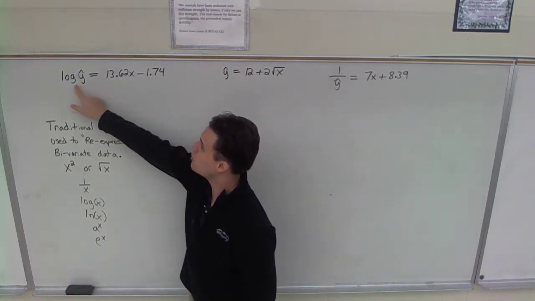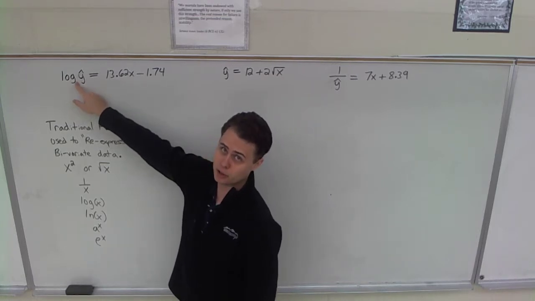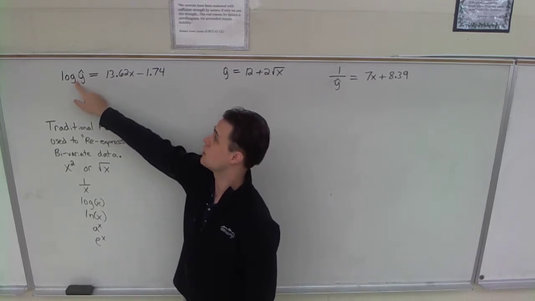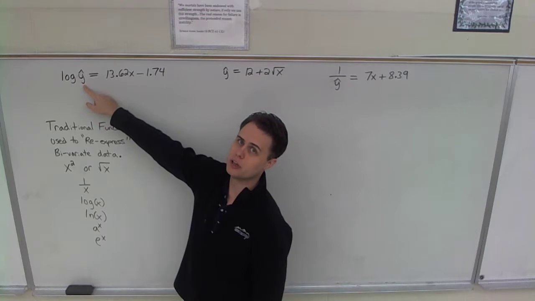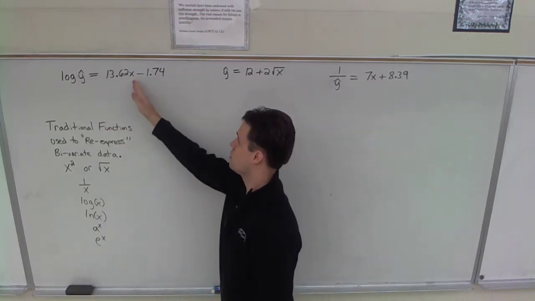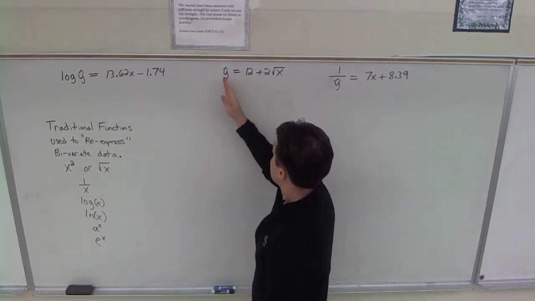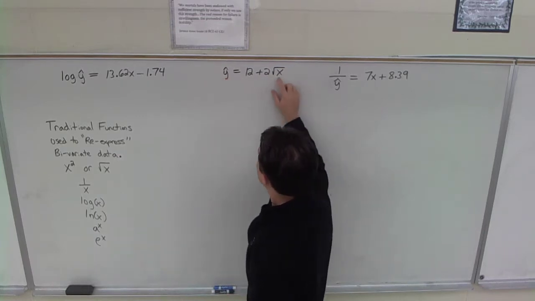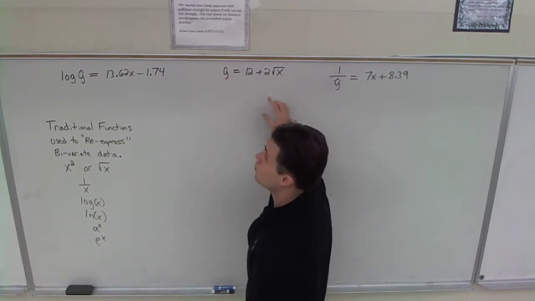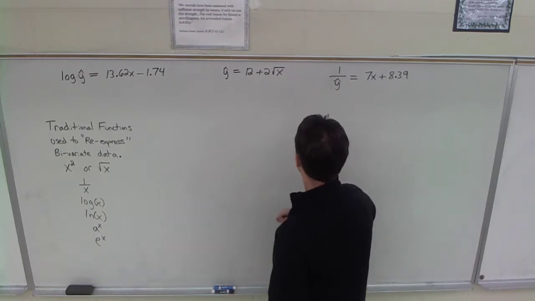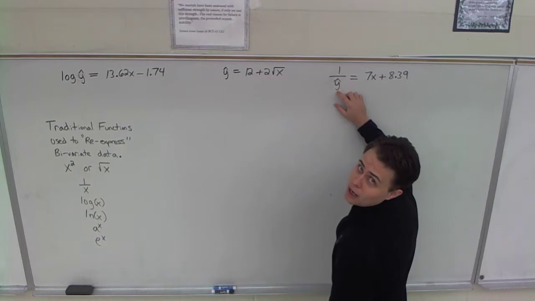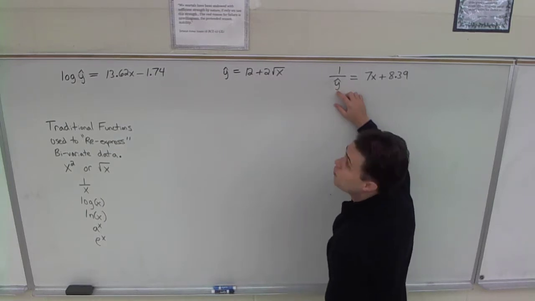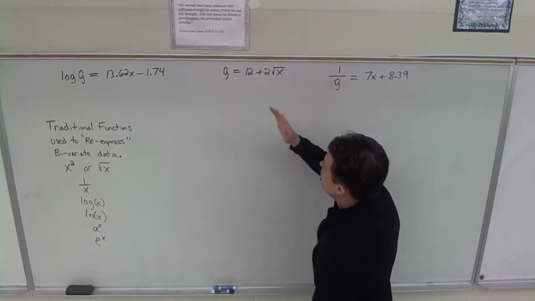I've taken the logarithm base 10. If there's not a number here, that means base 10. So I've taken the logarithm base 10 of the y hat here, so of the y variable, the response variable. And I've left x alone. In the second model, I've left the response variable alone, but I've taken the square root of the explanatory variable in order to try to straighten the scatter plot. In this one, I've left the x alone, but I've divided by the response variable, the y hat. So I've messed with one variable in each.